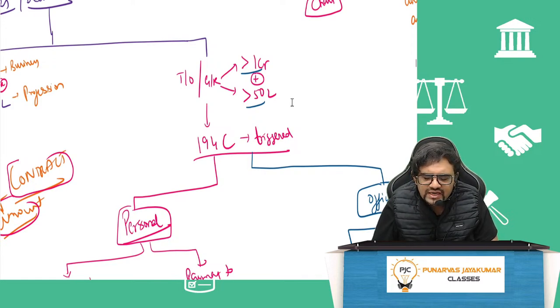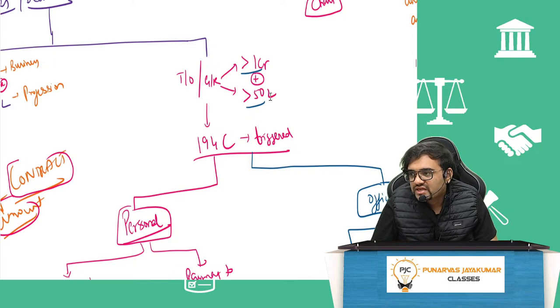So, will TDS provisions apply, should the individual or HUF deduct TDS? It depends on whether he is a big individual or a small individual. Who is a big individual? One whose turnover or gross assets is more than 1 crore in case of business, or 50 lakh in case of profession. Then 194C gets triggered.